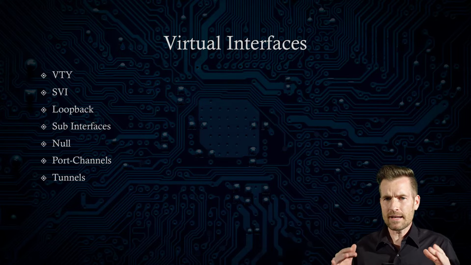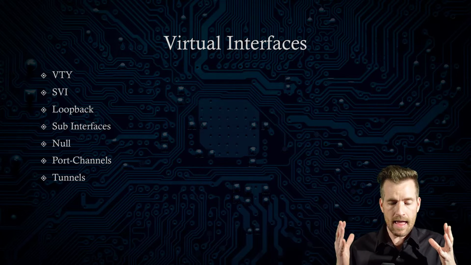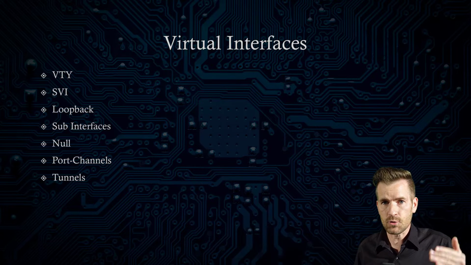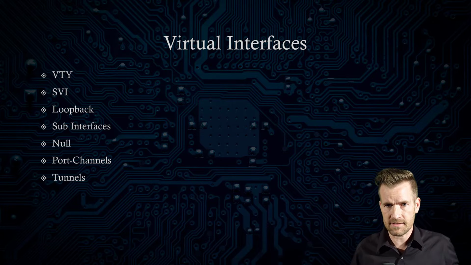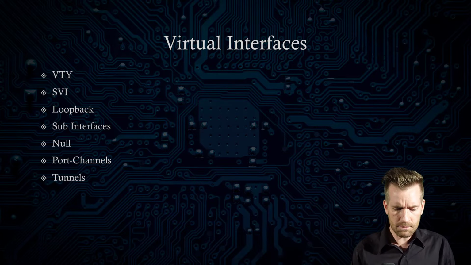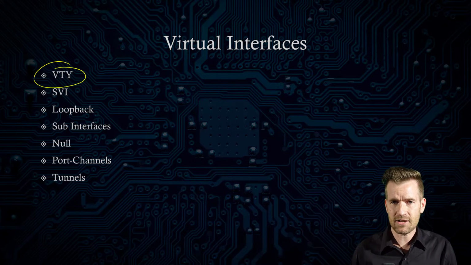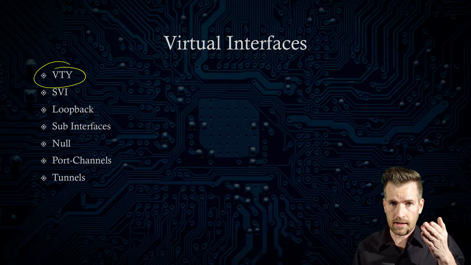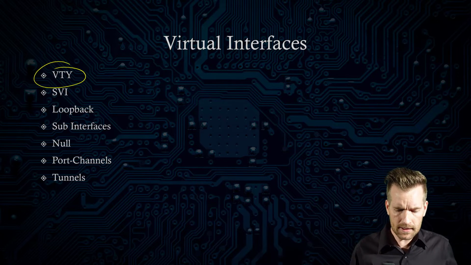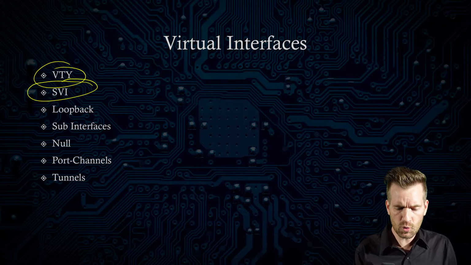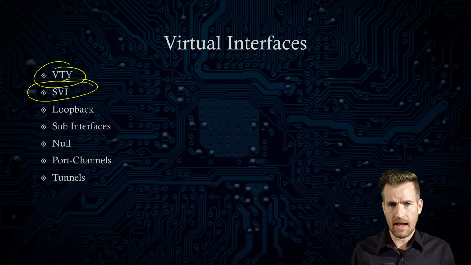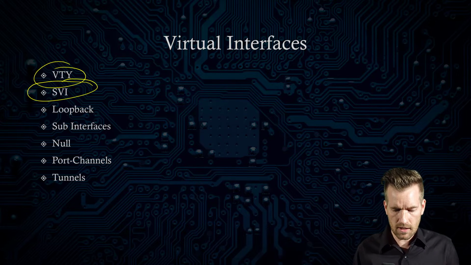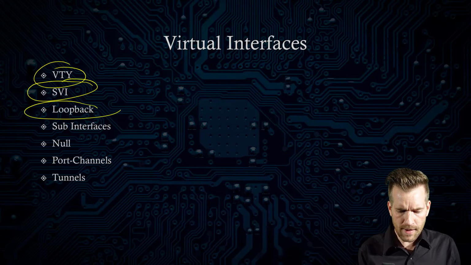I, however, want to just call out there are a lot of virtual interfaces as well. And we're going to have to figure out how we address each of those virtual interfaces as well. So just a few examples here. We've got the VTY connection, which is when we're making a connection into a device so we can control it and program it. We've got a switch virtual interface. This is associated with VLANs, when we have a virtual interface associated with a VLAN.